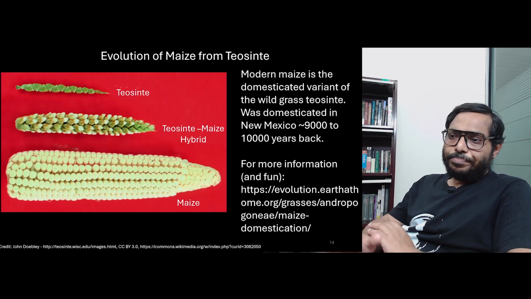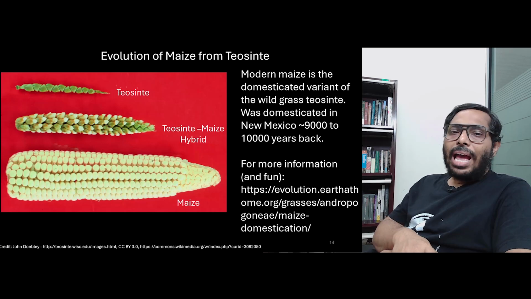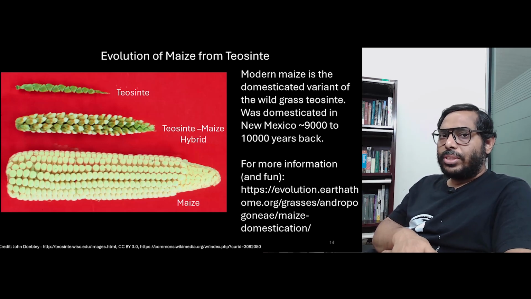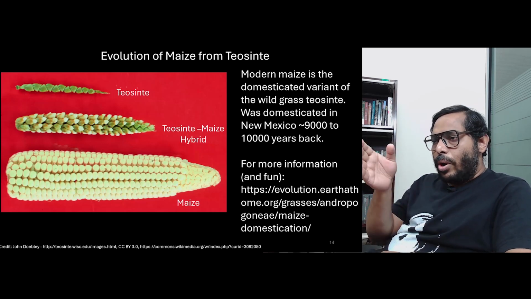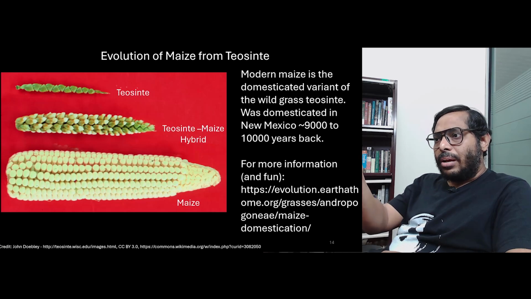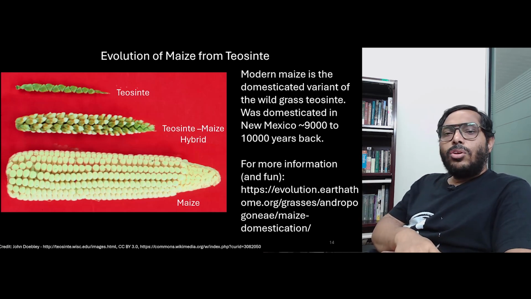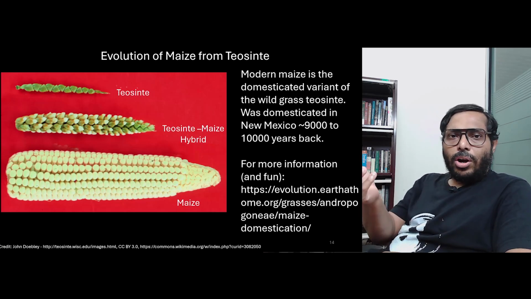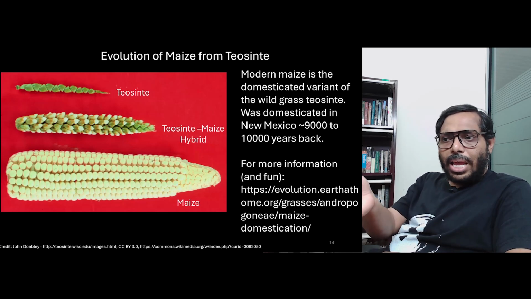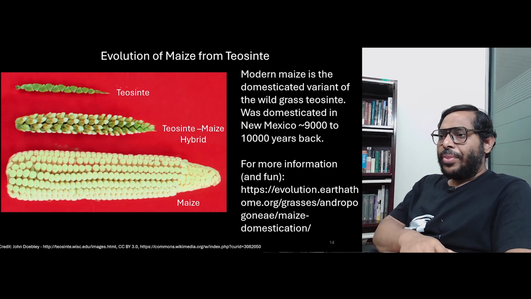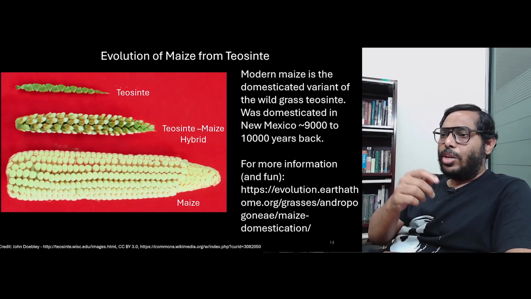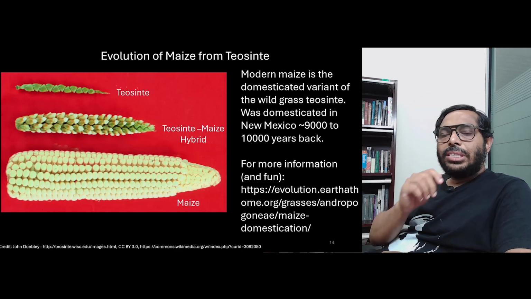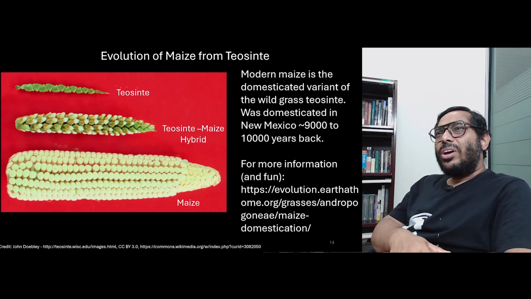For example, most of the crops that we have around us are actually products of some kind of breeding, but one of the major examples of that is the evolution of maize. The maize or corn is what we are seeing below in this panel. However, this was derived from a relative, a wild grass called teosinte, and it was domesticated in New Mexico somewhere about 9,000 to 10,000 years back.